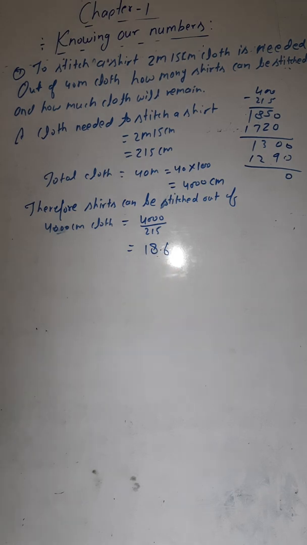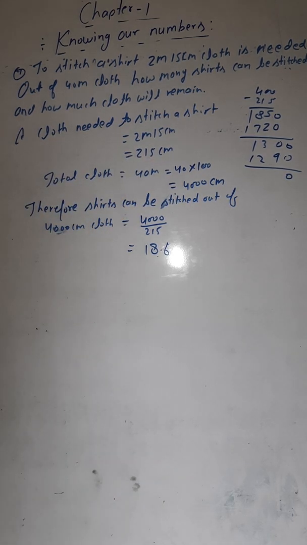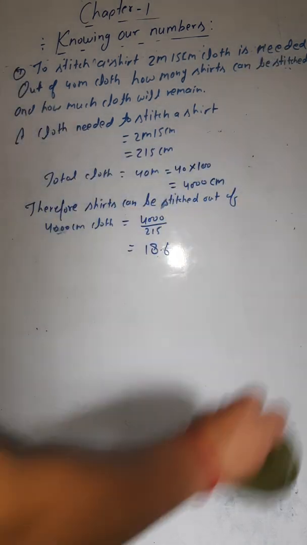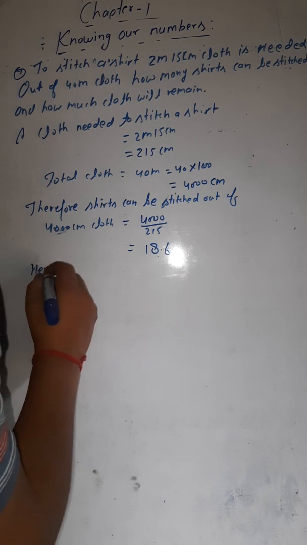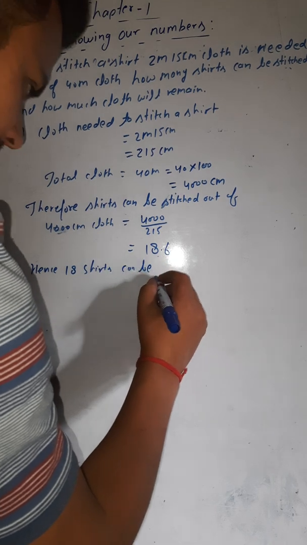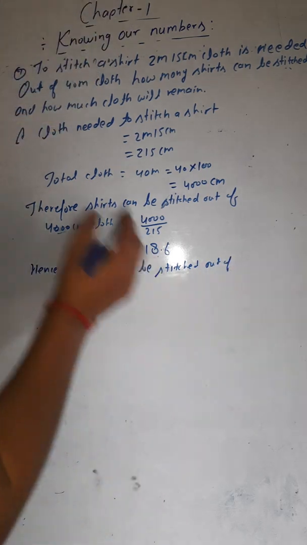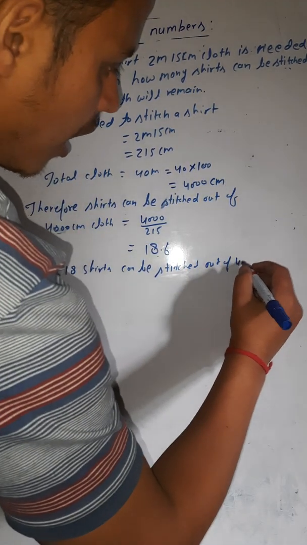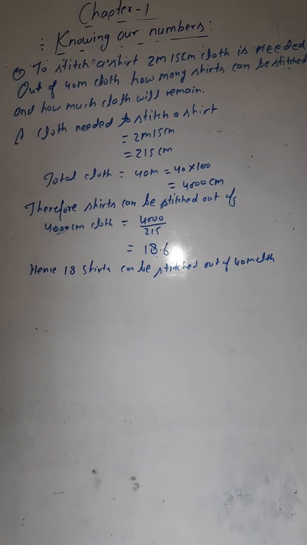So total how many shirts can be stitched? 18 shirts can be stitched out of 4000 centimeter cloth. Are you getting this? Yes. The whole number you will take here, that is 18. Okay, so here you write, hence 18 shirts can be stitched out of, total how much cloth was there? 4000 centimeter cloth. Out of 4000 centimeter cloth, okay, only 18 shirts can be stitched. You must be getting this now.